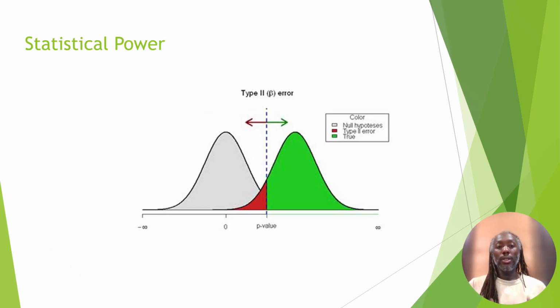Okay, so our statistical power is related to our type 2 error. Remember, type 1 error is the likelihood that we will incorrectly reject our null hypothesis and accept our alternative or research hypothesis. And type 2 error, or beta, is the likelihood that we will incorrectly accept the null hypothesis.